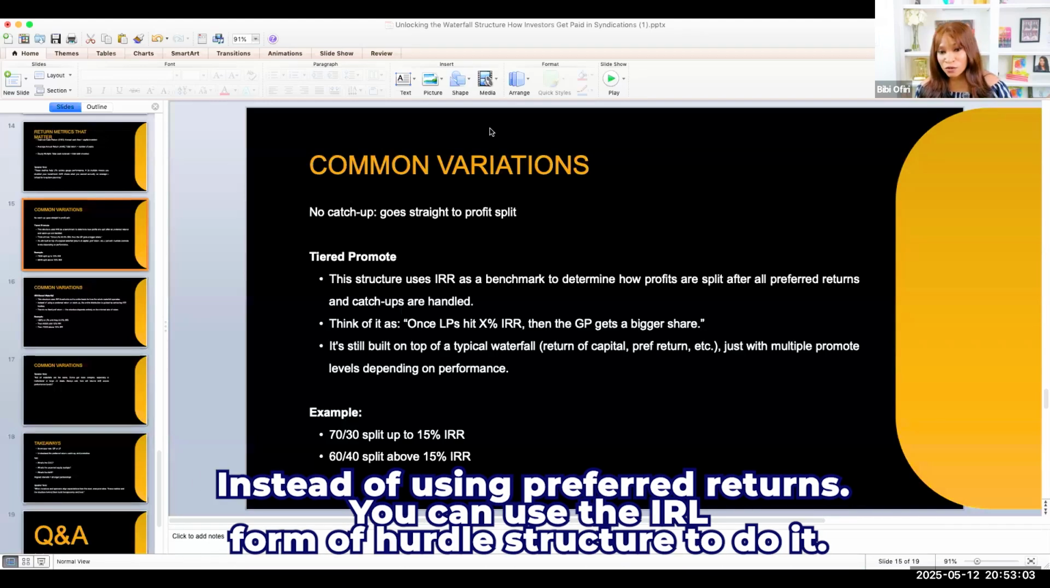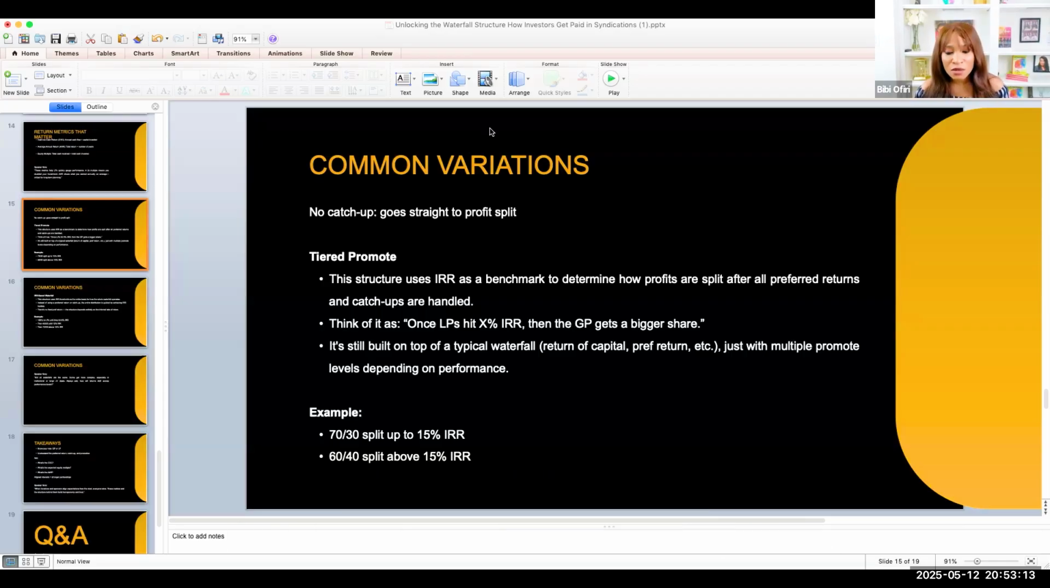Instead of using preferred returns, you can use the IRR form of hurdle structure to do it. So let me explain what a hurdle means. Literally, it means when you hit a particular target, the terms change, so that we don't get to the point where we get agitated and say, this deal is not worth it.